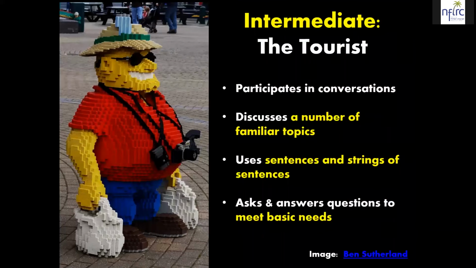At the intermediate level, you can think of intermediate learners as tourists. They are able to kind of get basic needs met using sentences and strings of sentences, whereas at the novice level, we're mostly functioning in words and phrases. The intermediate learner can talk about familiar topics, they can pay for things, they can ask for directions, they can kind of get basic functions accomplished. But they are not necessarily using well-organized, well-structured, super accurate discourse.